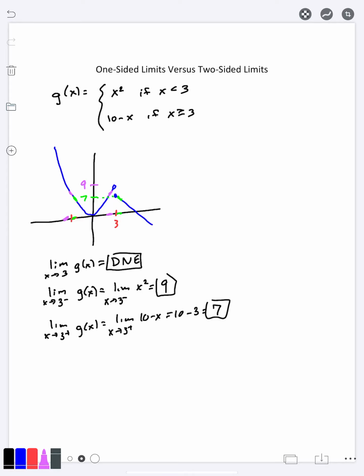And so again, when I'm asking you questions, I could ask you a two-sided limit, I could ask you a one-sided limit, I could ask you whatever I feel like, and you know how to handle each situation here.